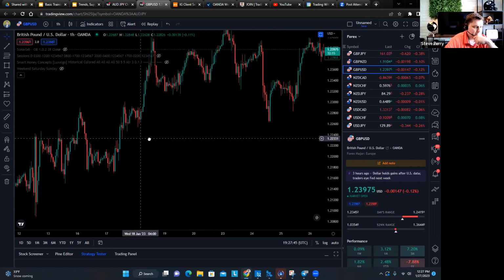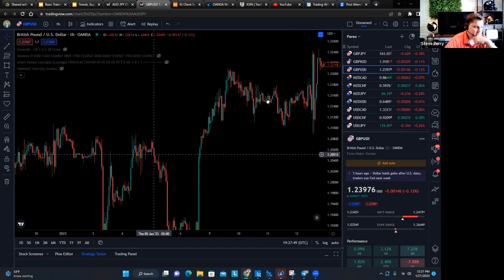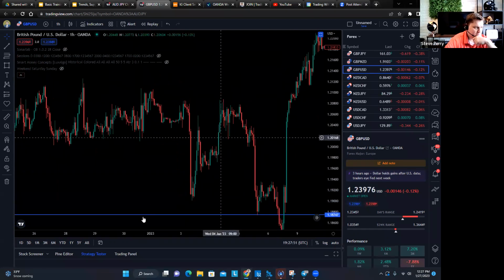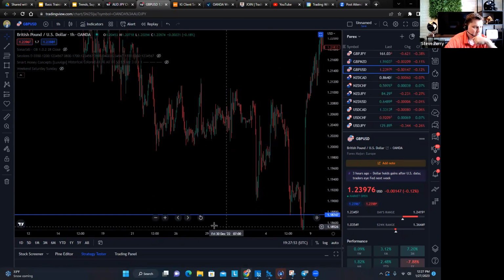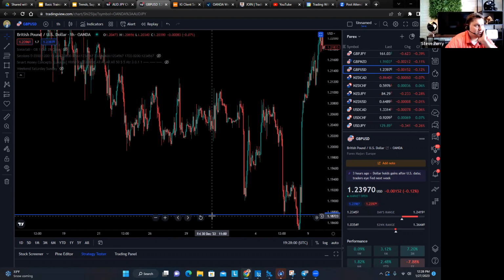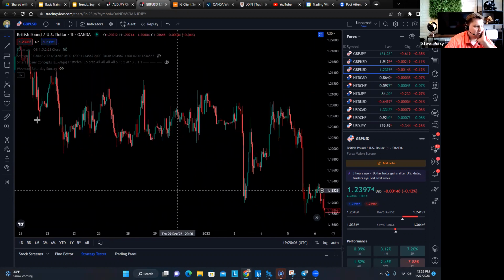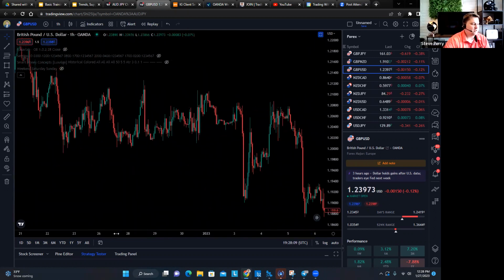I need something with a really good sideways market, maybe. Okay, so yeah, this is actually pretty good. So let's do this. Here is the pound dollar on an hourly chart. Here it is consolidating back and forth. Let's break this chart down.